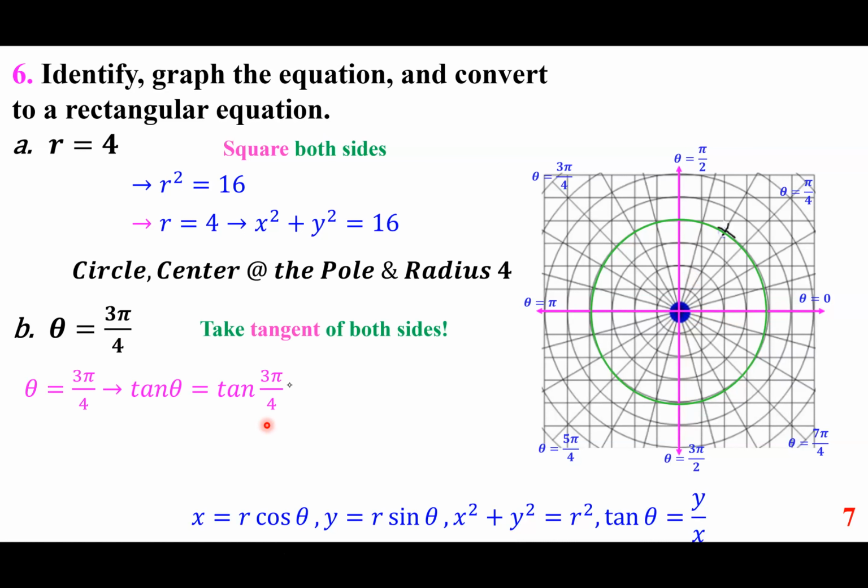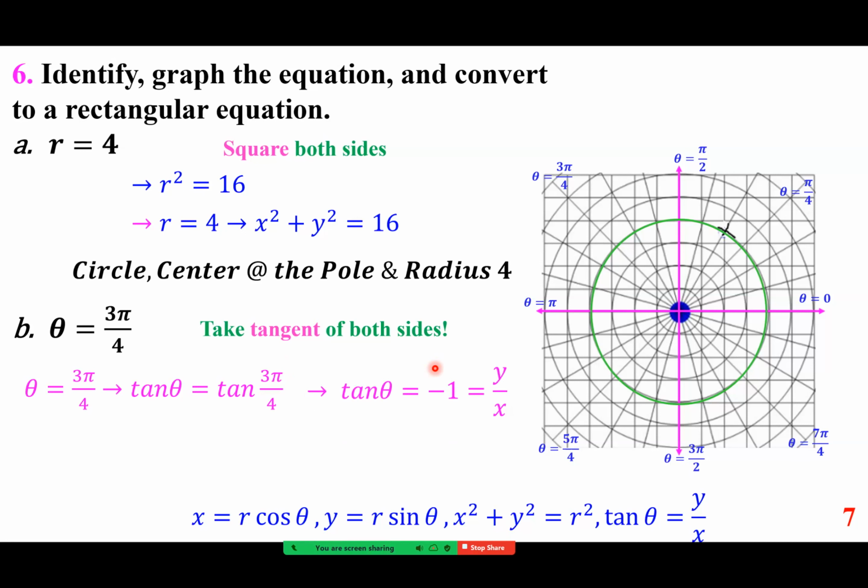3 pi over 4. Remember, it's the same as pi over 4. You look at the quadrant, the tangent is negative in this. This is the second quadrant. So tangent of pi over 4 is positive 1. 3 pi over 4 puts us in the second quadrant, and it makes it negative 1.